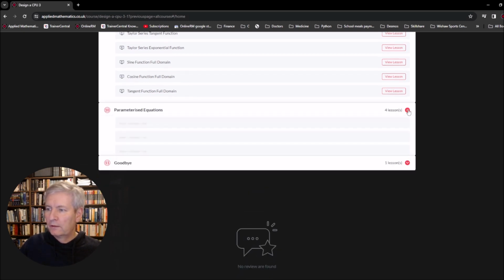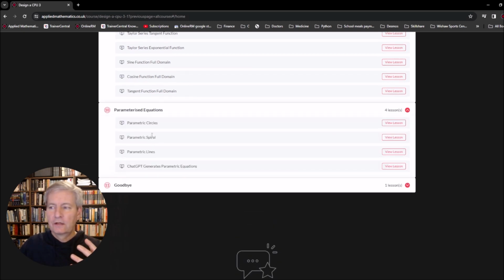We then go on to look at parameterized equations, and we can generate the circle using parameterized functions, and the parametric spiral, parametric lines, and then we get access to ChatGPT to generate some other examples for us of parametric functions. Now that is the end of the course, but it's not quite the end of the course.